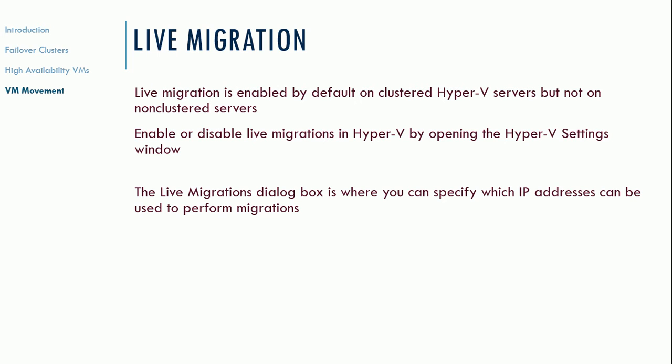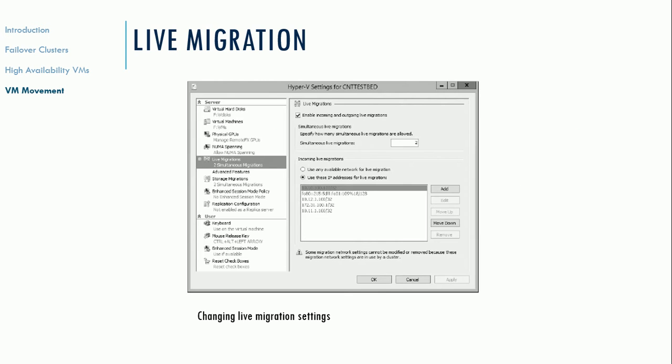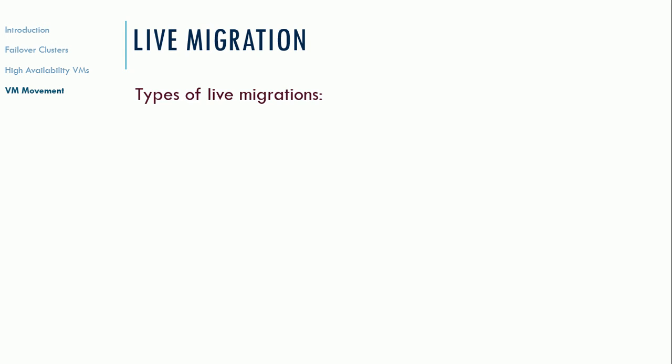To enable or disable live migrations, you'll have to do this in the settings window if you're on a non-clustered version. You can still do a live migration even if it's not clustered though. So it's important to mention that. All right, so this is where you'll see the settings to do a live migration.